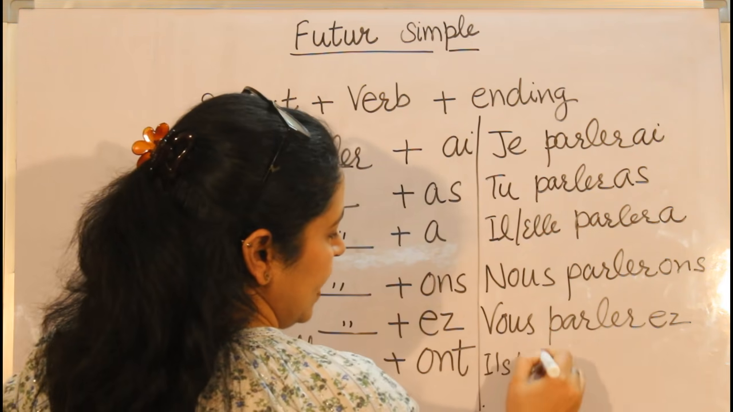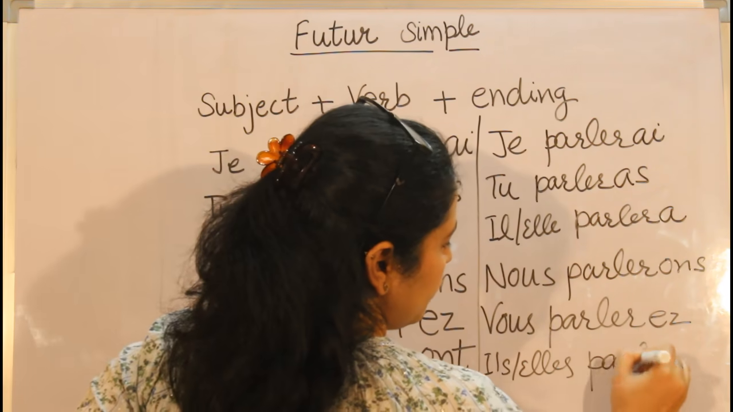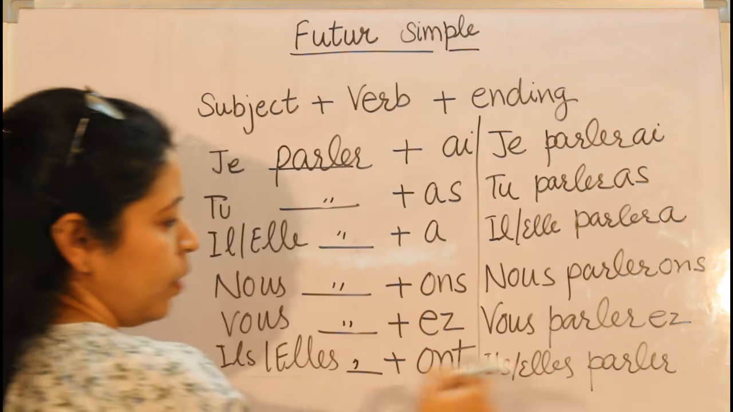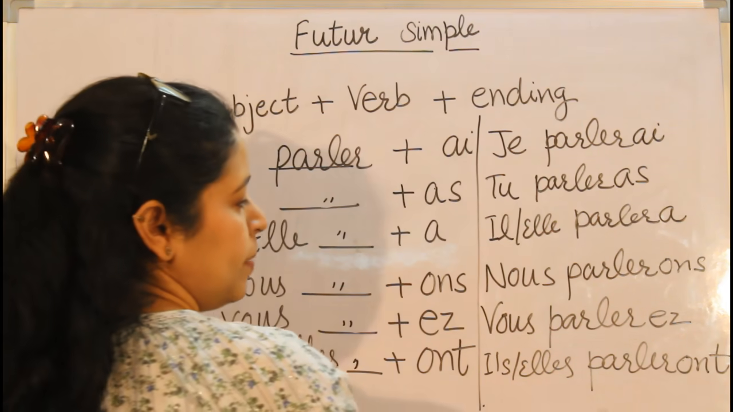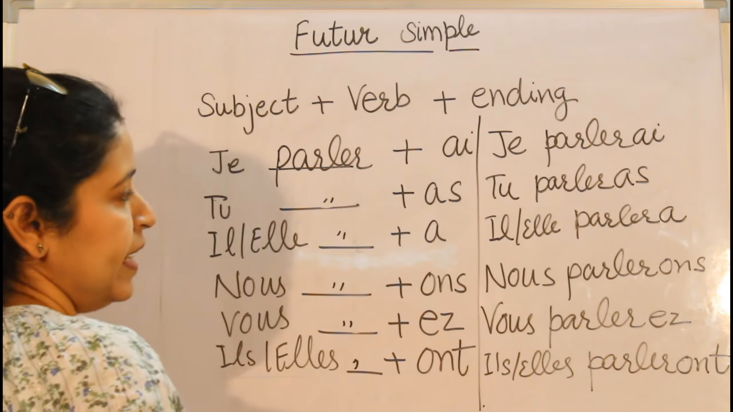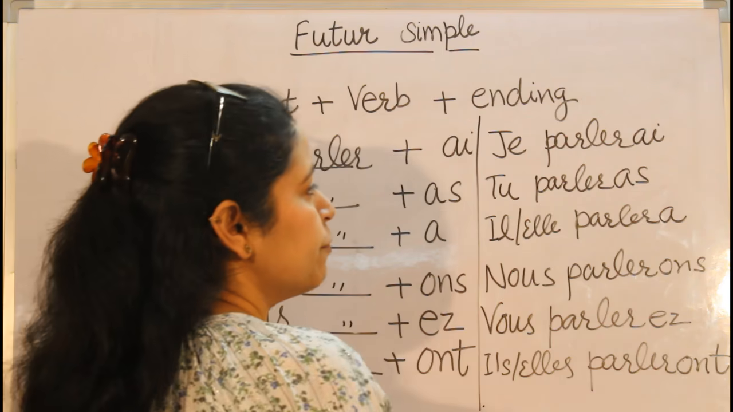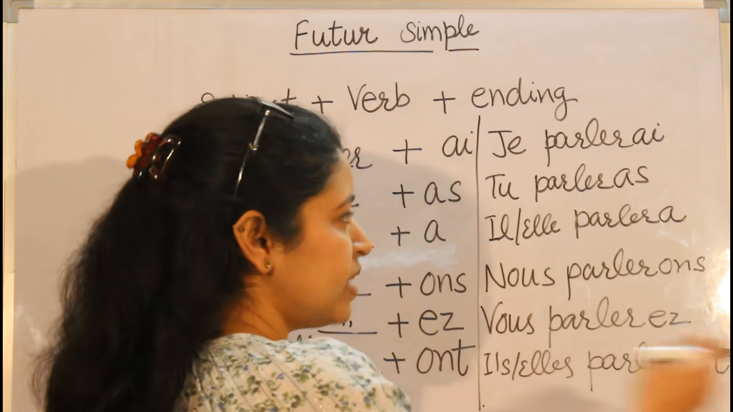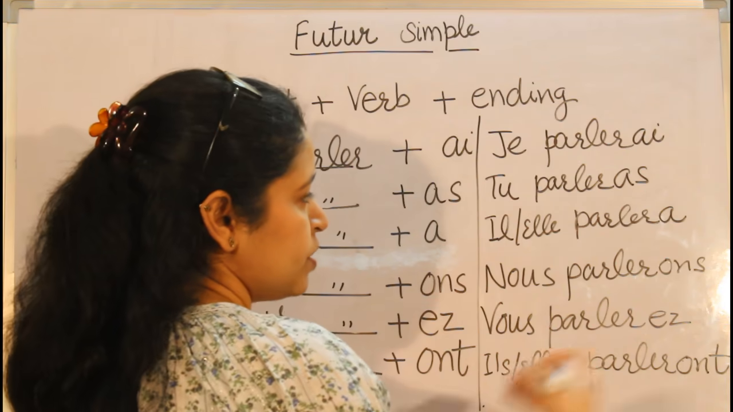Now with ils and elles plural, again we'll write the complete verb, the infinitive form of parler. Now I'll add this ending and it will be read like ils parleront, elles parleront. Now in each and every sentence, the sentence is giving the sense of future, like the action is going to be done in future. Je parlerai, I will talk or I will speak.